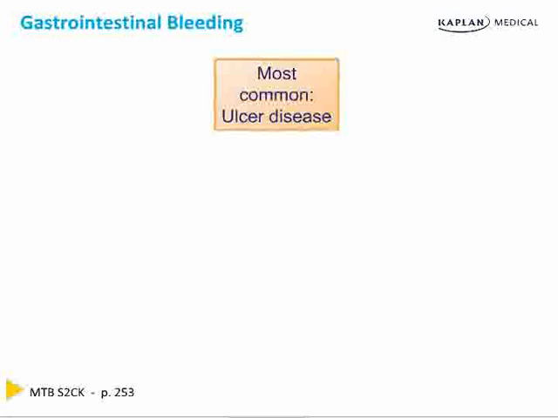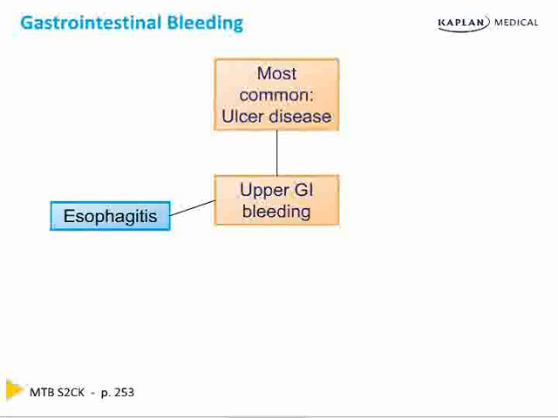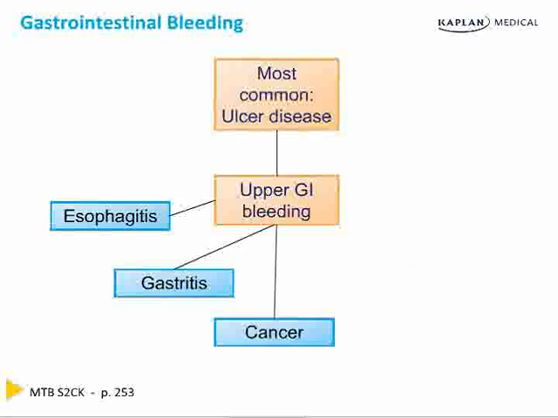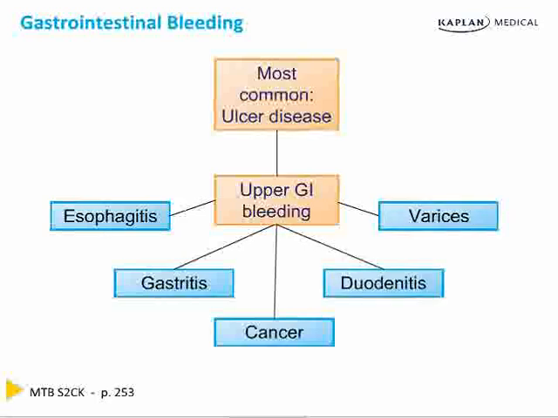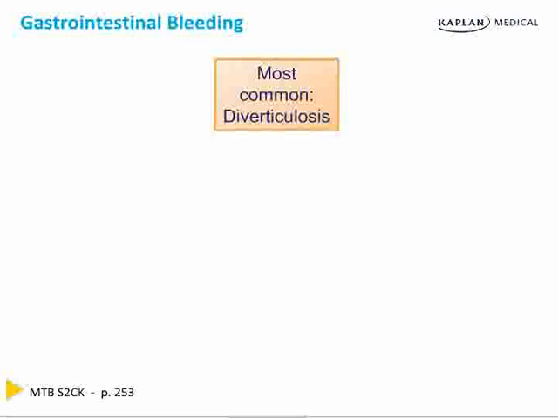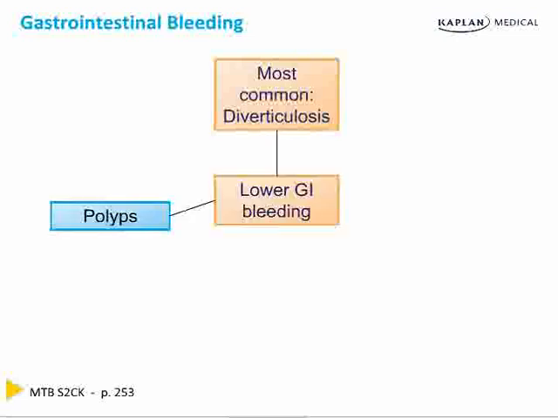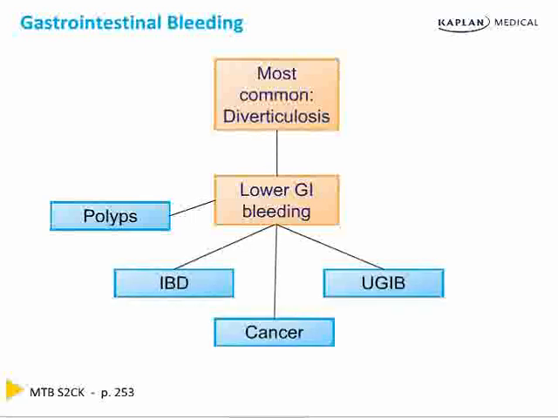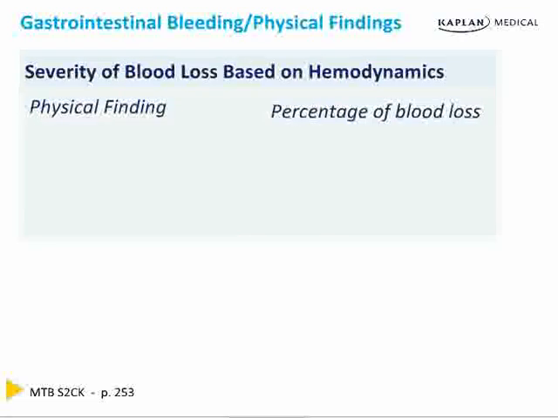The most common cause of gastrointestinal bleeding from above is ulcer disease. Other causes of upper GI bleeding that are not as common are esophagitis, gastritis, cancer, duodenitis, and variceal bleeds. The most common cause of lower GI bleeding is diverticulosis. Other less common causes are polyps, inflammatory bowel disease, cancer, a very brisk, rapid transit, high volume upper GI bleed, and lastly, hemorrhoids.